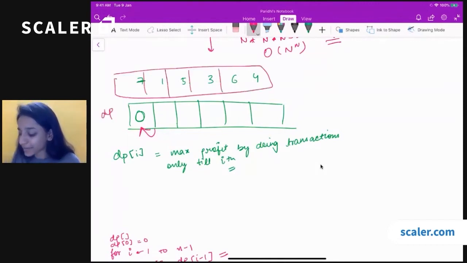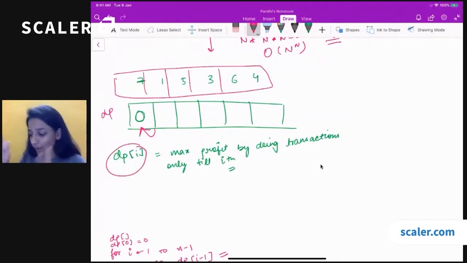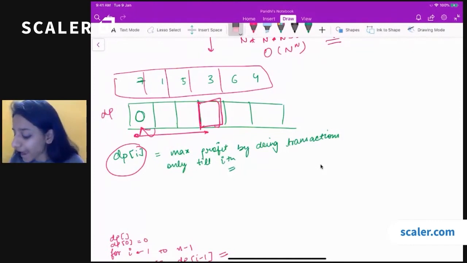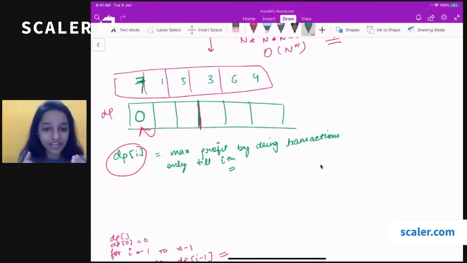Now the state of the DP says that DP of I is equal to the maximum profit we have got by doing the transactions till that particular point. If we are standing here, then from 0 till this point, what is the profit that we have achieved? That's what DP of I tells. Is that clear? Now moving ahead, at position 0, we cannot sell this stock even if we buy. So therefore the profit is 0.